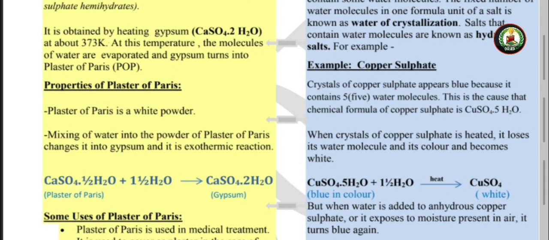Got it? What are the properties, students? POP is a white powder. Second, mixing of the water into POP powder changes it into gypsum and it is an exothermic reaction. Students, when you take POP, means white powder, and add some water to it, then it releases a large amount of heat, and those reactions in which heat is released are called exothermic reactions. So when we add water to the POP, it is an exothermic reaction and the product formed is gypsum.